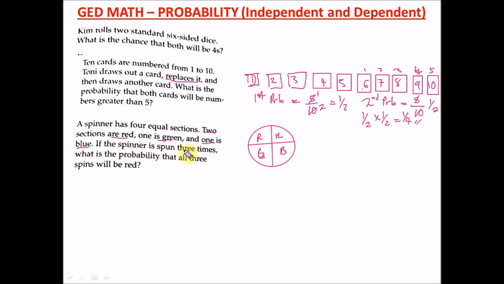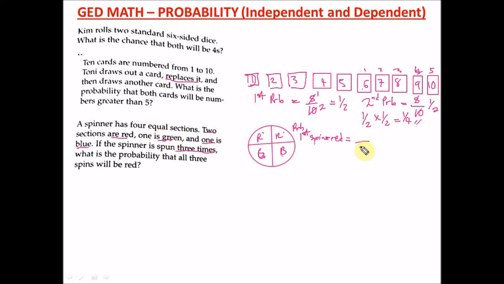All right, if the spinner is spun 3 times, what is the probability that all the 3 spins will be red? So if the spinner is spun 3 times, what you get after each spin settles will be what? Red. So it is spun how many times? 3 times. Now, from this question, for the first spin being red, let us do this together. The probability of the first spin being red is equal to what? What's our total possible outcome of this spinner event? It's 4, because we have only 4 equal sections of the spinner.